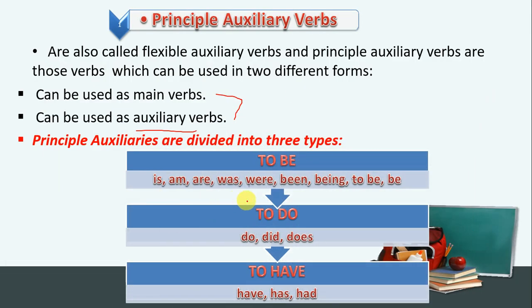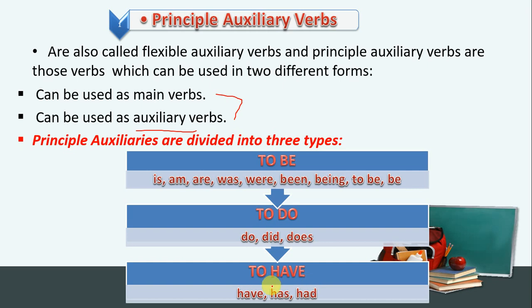You know, to be are used in continuous tenses, right? There are 6 continuous tenses. As auxiliary verbs, they are used in continuous tenses to form the continuous tense. To do are used in simple tenses. Do and does are used in simple present tense, and did is used in simple past tense. To have are perfective auxiliaries. They are used in perfect tenses.